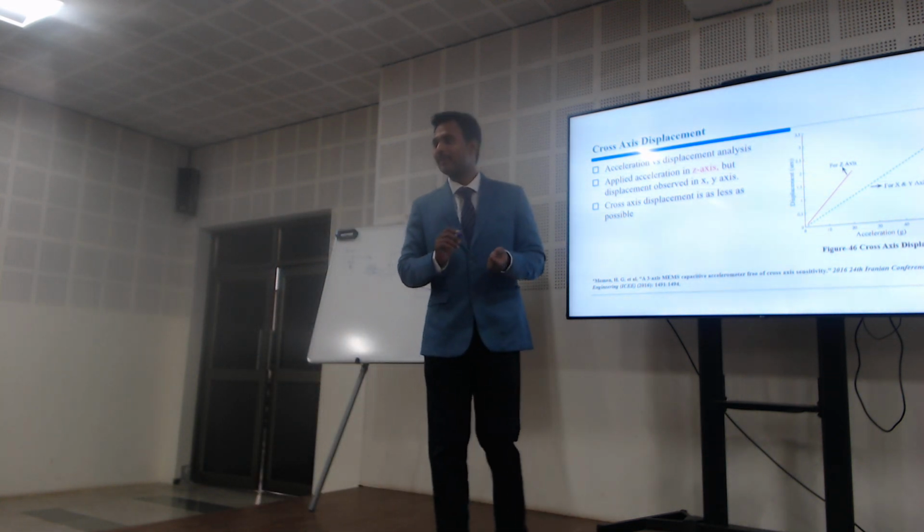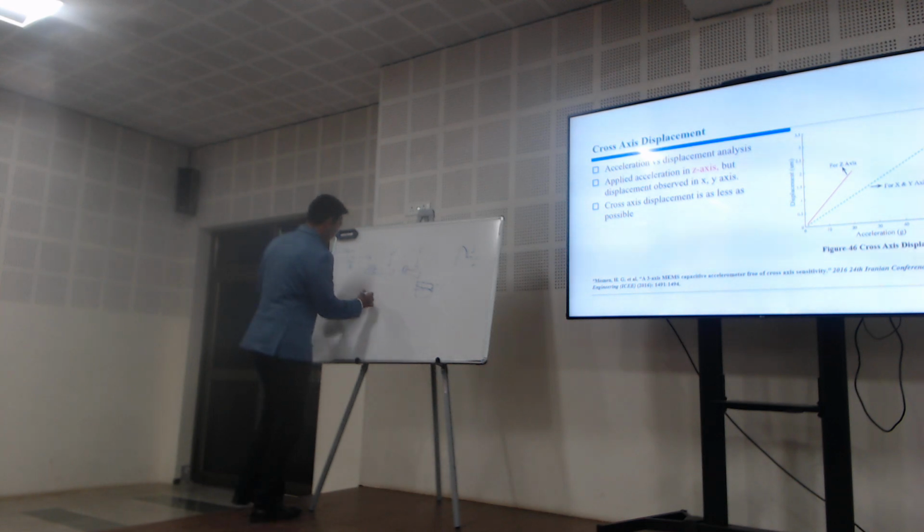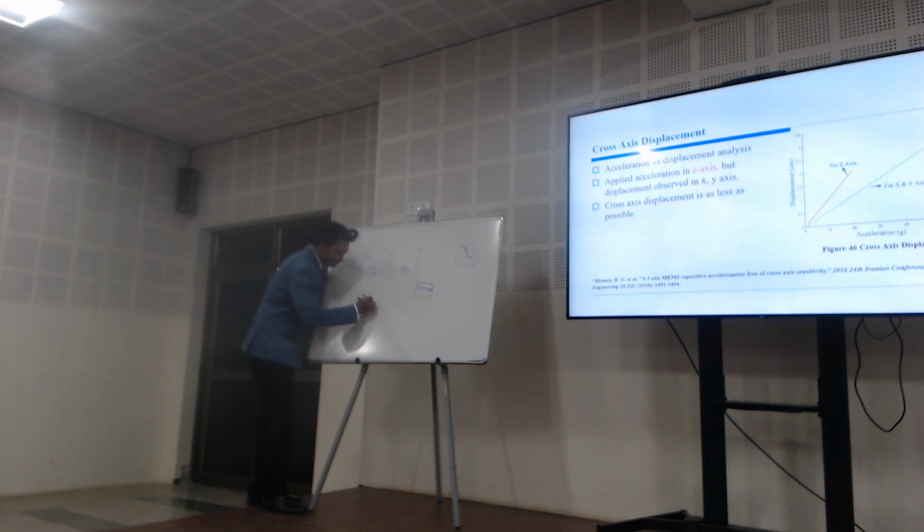Tell me one thing. I didn't get the point. These are my two electrodes. Here I will get the change of capacitance. So we know C equals epsilon A by D. Right? So these are the two fixed suspension beams. Here I applied some force. What happened? It should be moving.